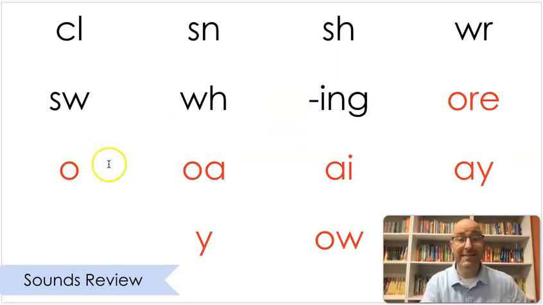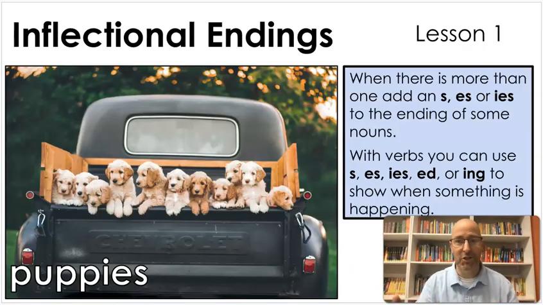But let's go over these sounds that we've already learned before. Say these with me, please. Sn. Sh. R. Sw. W. Ing. Or. O. A. I. O. All right. Now, let's get to our lesson.